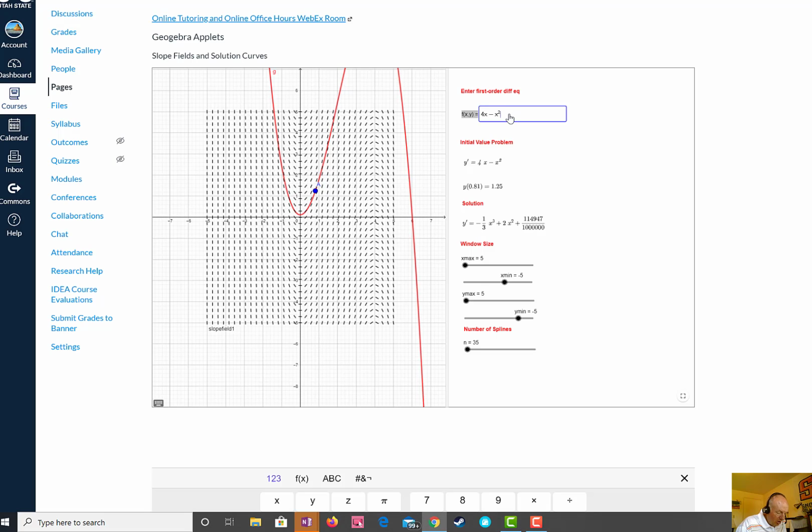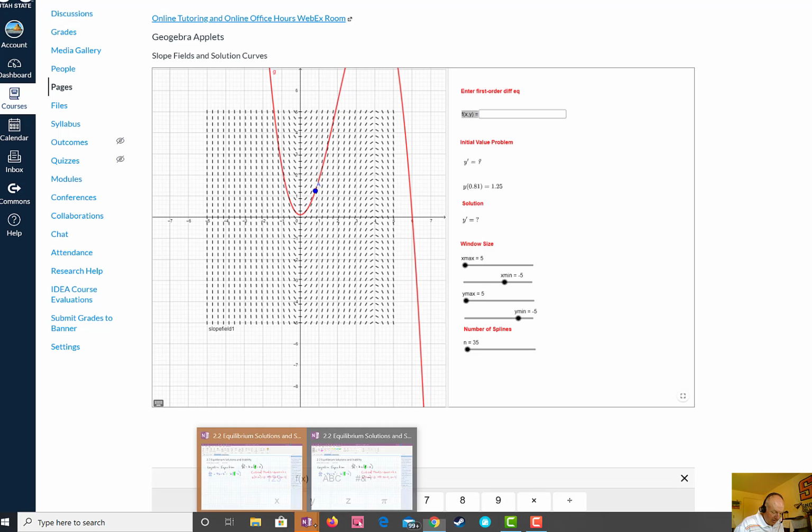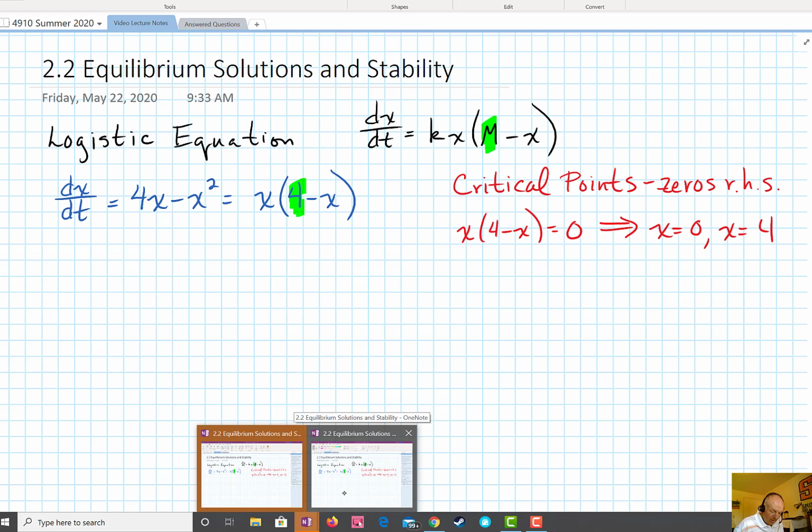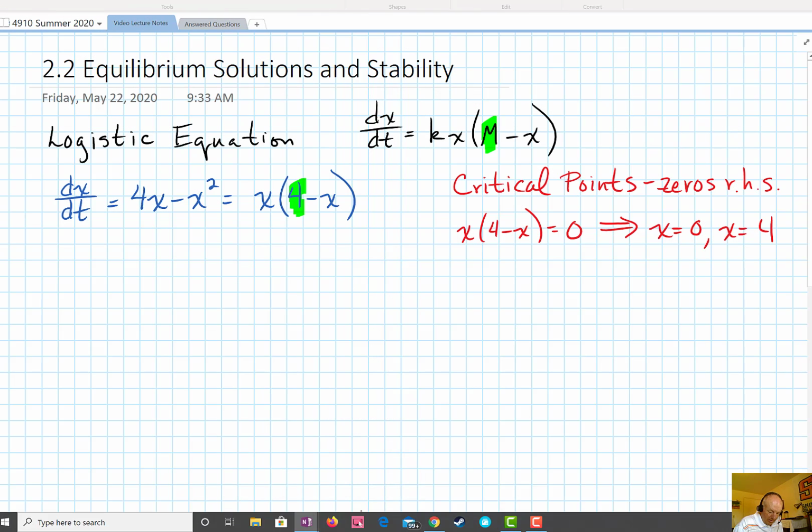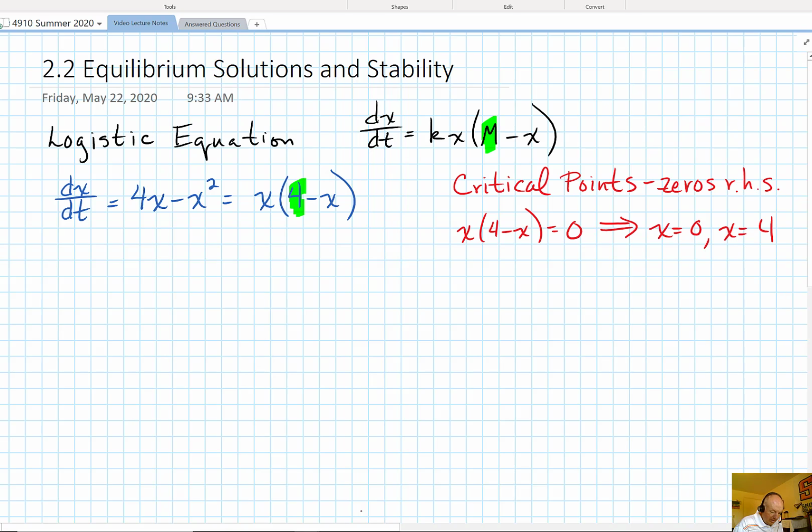Oh, we got to talk about this for a second. This is a little tricky the way I've got this set up. So our differential equation, ignore what you see on the screen. Our differential equation was dx/dt equals 4x minus x squared. So let me write it down. I just mention this because you're going to see this in this section, and it might catch you.